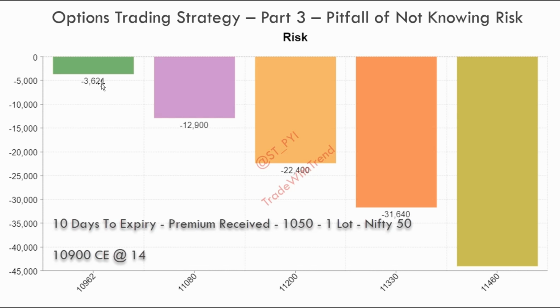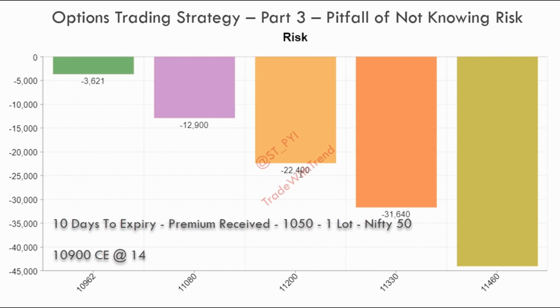At 10,960, just about 300 points away, you stand to lose 3,500 per lot. At 11,080, you tend to lose 13,000 per lot. At 11,200, you stand to lose 22,000 per lot. Again, let me just limit myself to the first three strike prices, because the odds of Nifty moving 7 to 10% are still fairly low. But what are the odds of Nifty moving 2.7%? What are the odds of Nifty moving 3.7%? And what are the odds of Nifty moving just 5%?